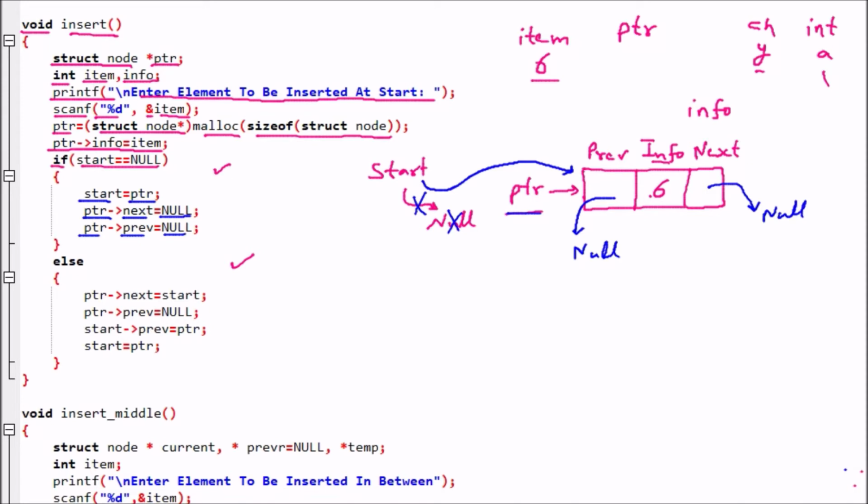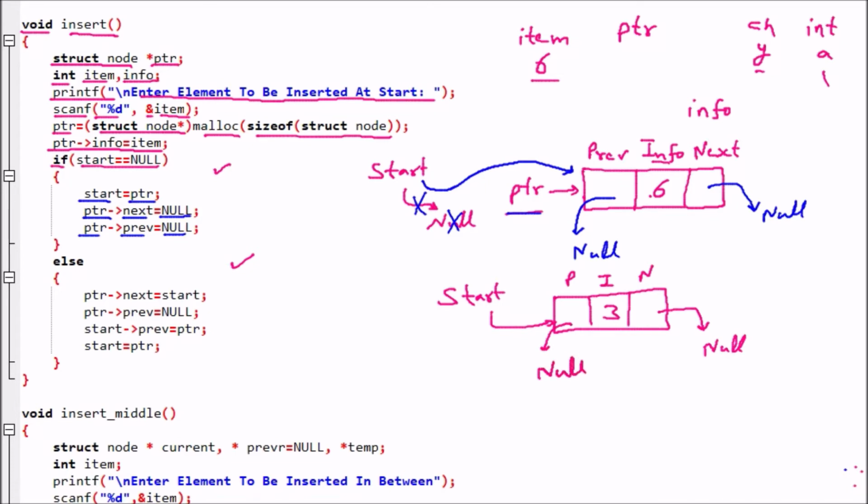If case 1 is not there, we are assuming that some node is already available. So we assume that this is the previous, this is the info part, and this is the next. Let us suppose a node 3 is present and this is the start. The linked list already contains one element, and it will have the two nulls, because this is a doubly linked list.